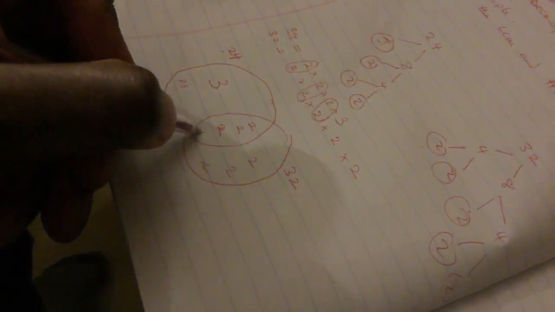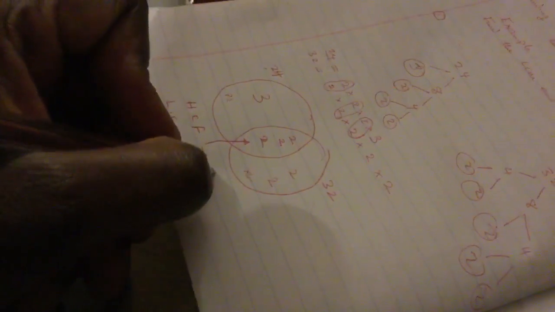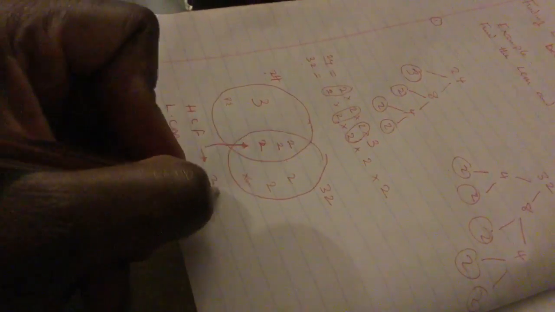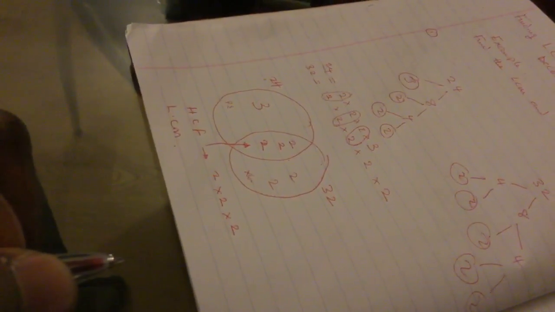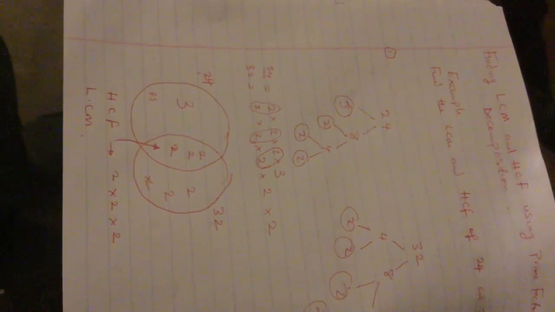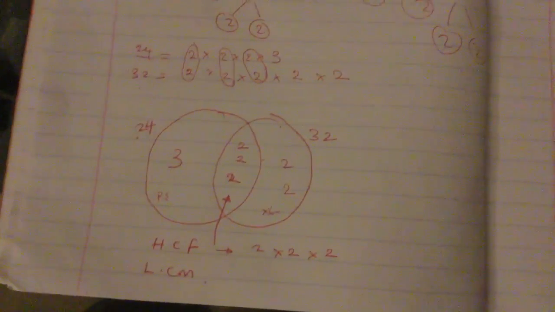Now, to find the highest common factor, just go in the middle here and multiply all the numbers you find there, which is 2 times 2 times 2. What's 2 times 2 times 2? 6. Check again. Eight. Indeed, 8.